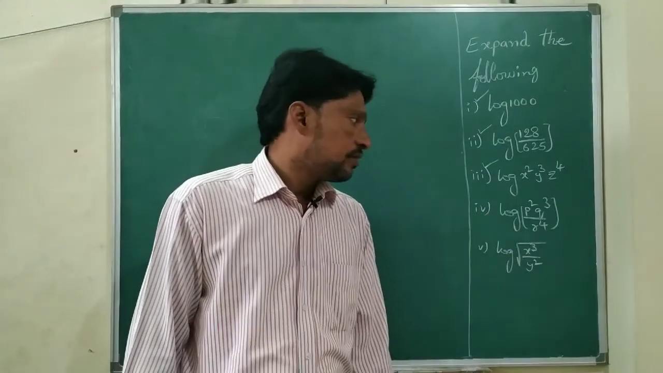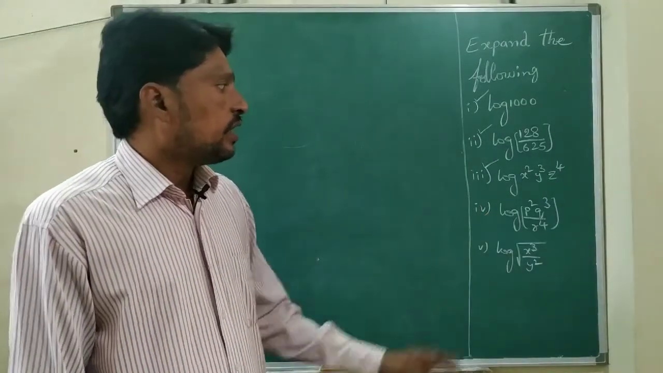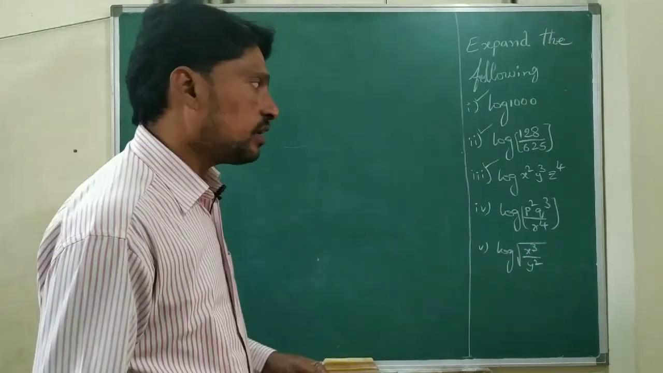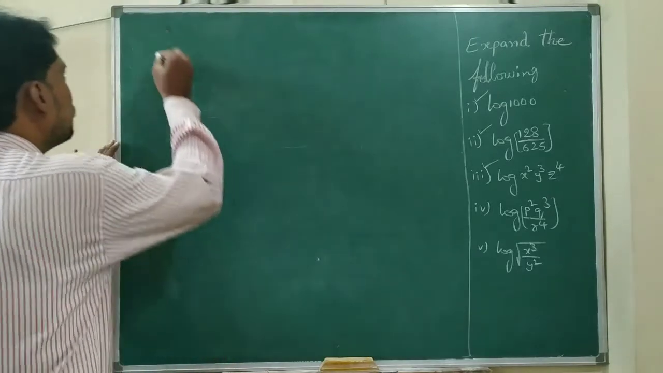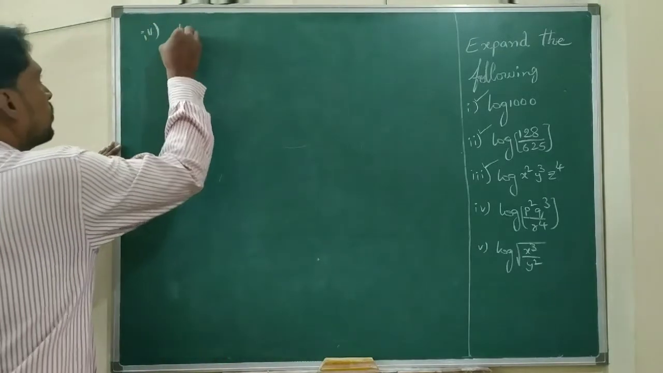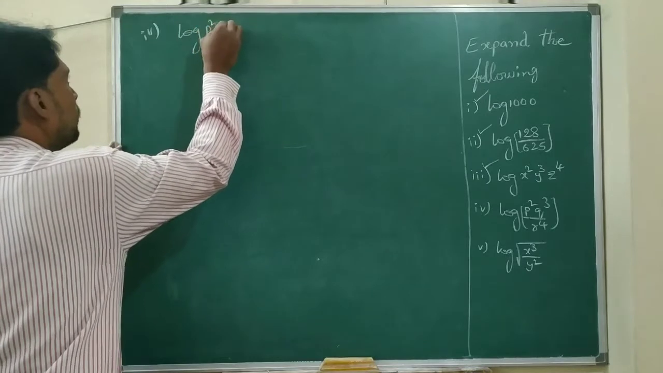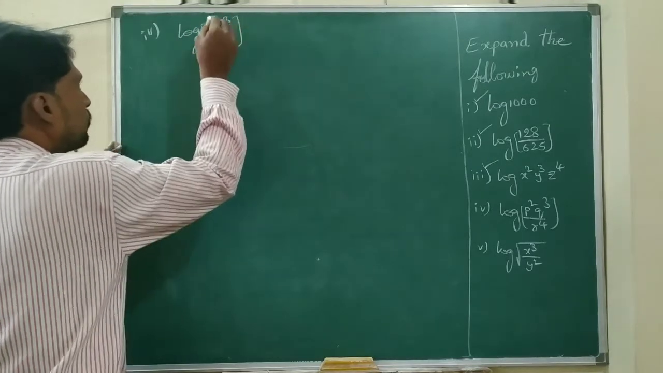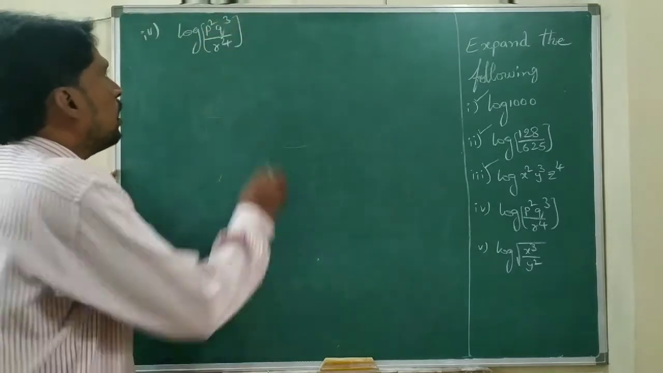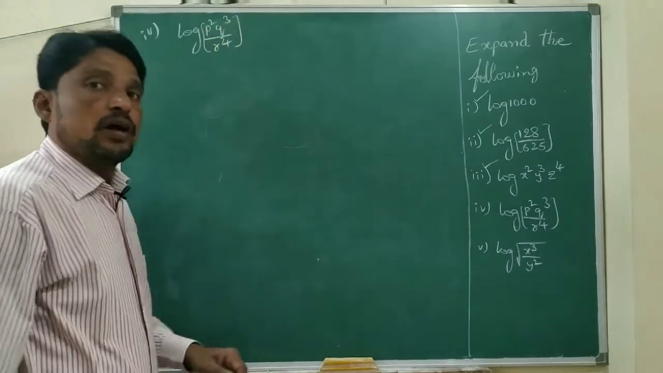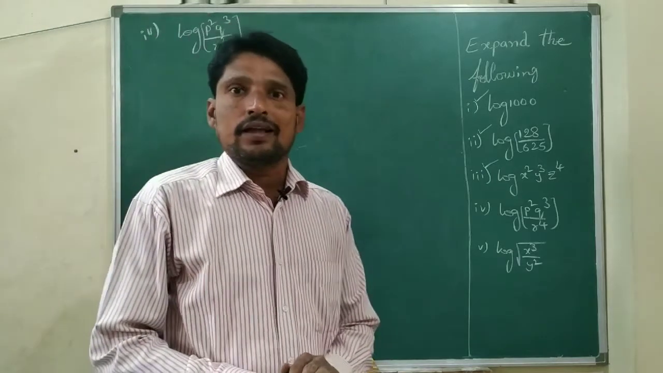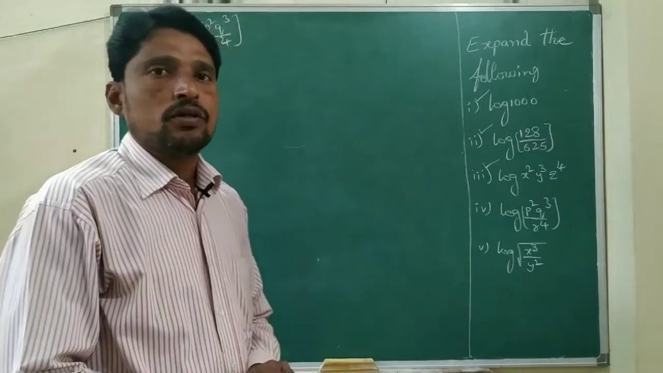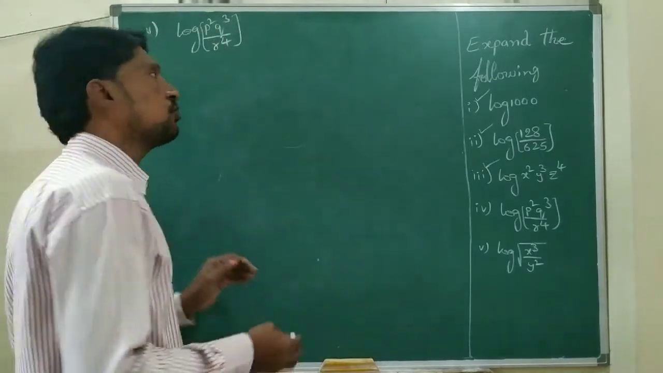Now the fourth one, that is log p square q cube by r power 4. What type of rule do we need to use here? Recall once, the fourth one: log p square q cube by r power 4. Here it is of the form x by y, log x by y. So what is the property we can use? That is the quotient property we have to use.